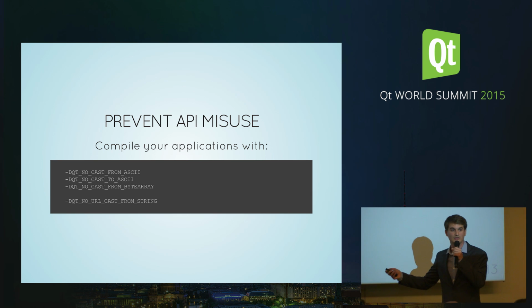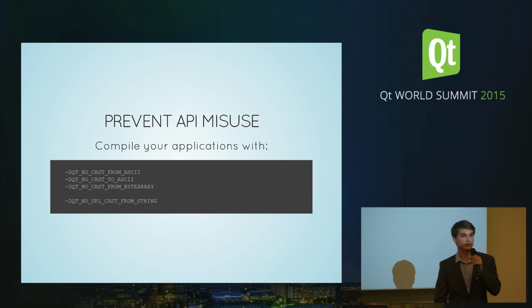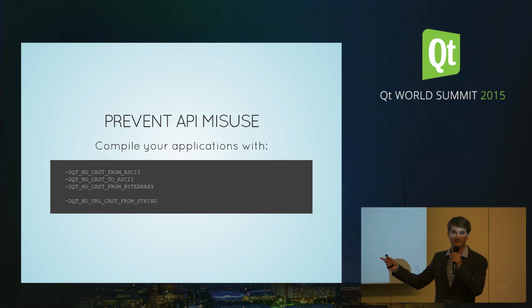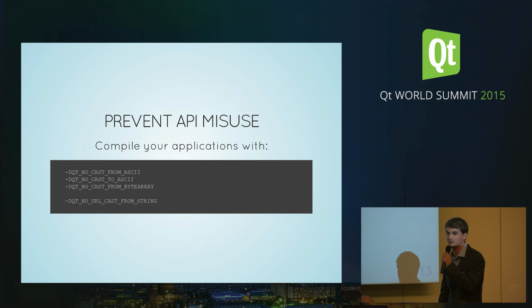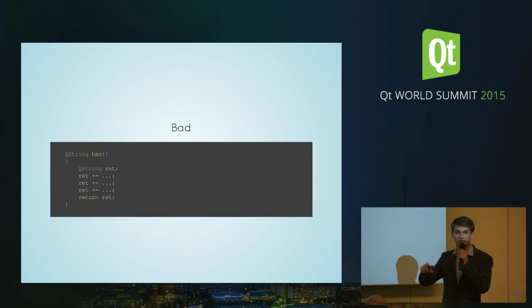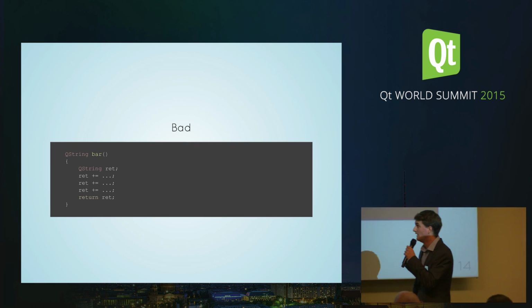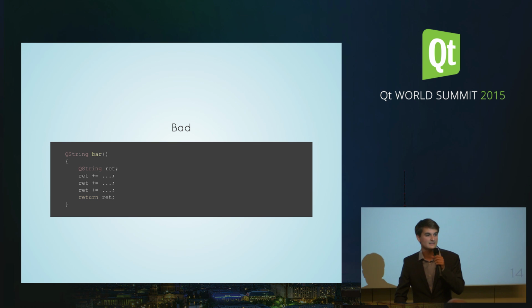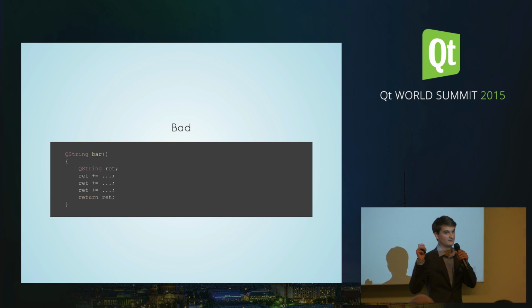Also, by the way, QUrl has similar issues otherwise. Also from the functionality point of view, it's very debatable whether you want implicit conversions from a string to a URL. Okay, that said, what's wrong here?